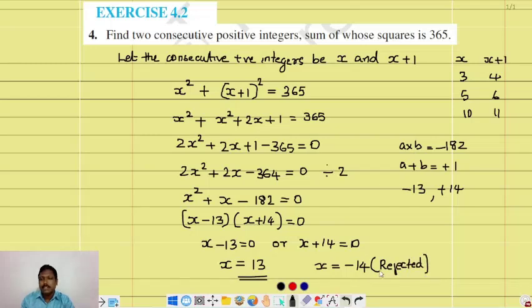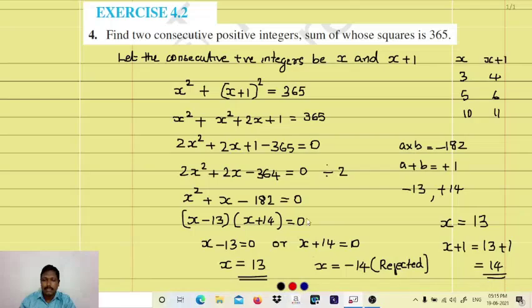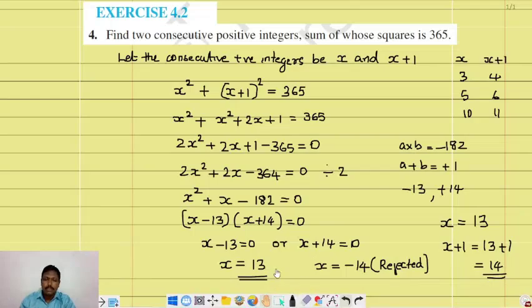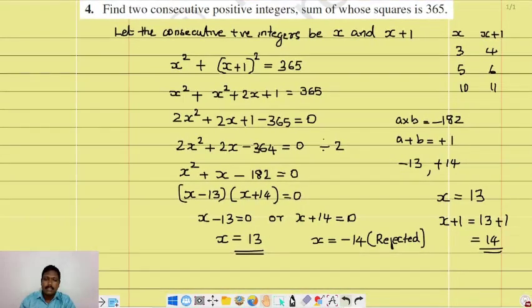See, why do we reject this one? Because we have positive integers. So the positive integer x is equal to 13. The next consecutive integer, x plus 1, is 13 plus 1, which is 14. So the consecutive positive integers are 13 and 14. So the final answer we can write: the consecutive positive integers are 13 and 14.